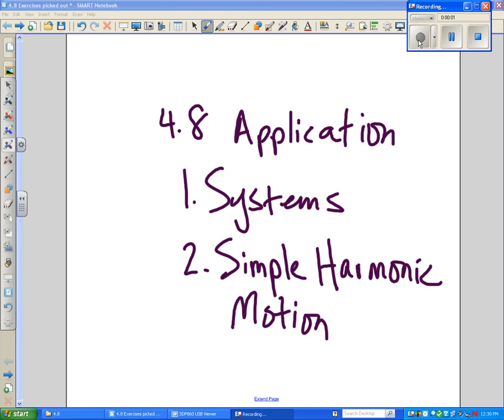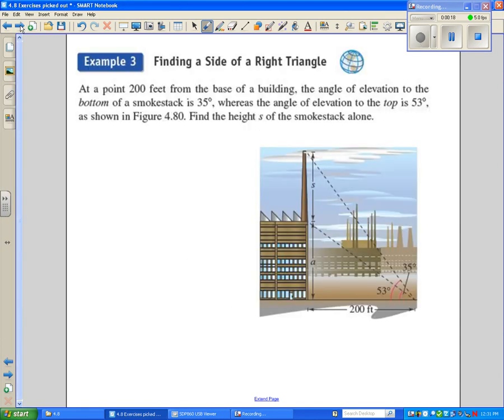All right, 4.8, application problems, trigonometry. There are two learning objectives I want to pull out of this section: systems, that's the good old algebra stuff, with trigonometry, and simple harmonic motion, which is just physics applications of trigonometric functions. First one is the systems problem.